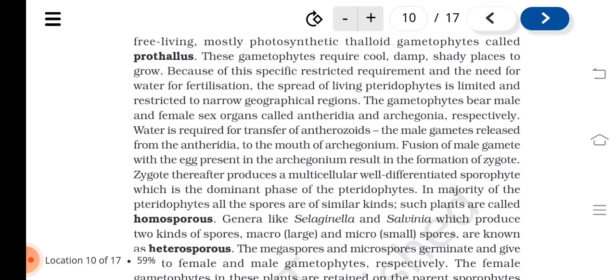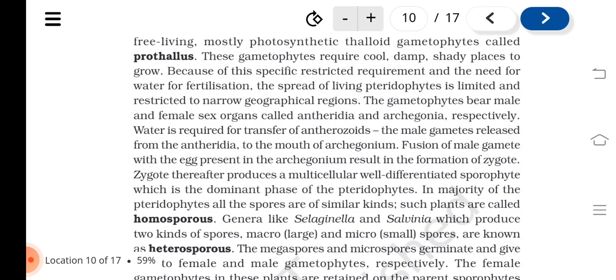The gametophytes bear male and female sex organs called antheridia and archegonia respectively. Water is required for transfer of antherozoids. The male gametes are released from the antheridia to the mouth of the archegonium. Fusion of the male gamete with the egg present in the archegonium results in the formation of zygote.